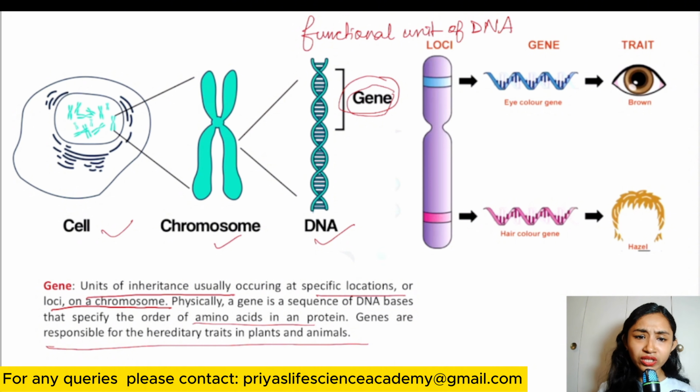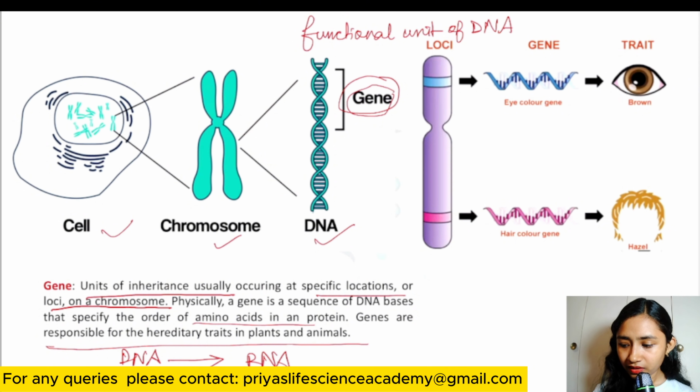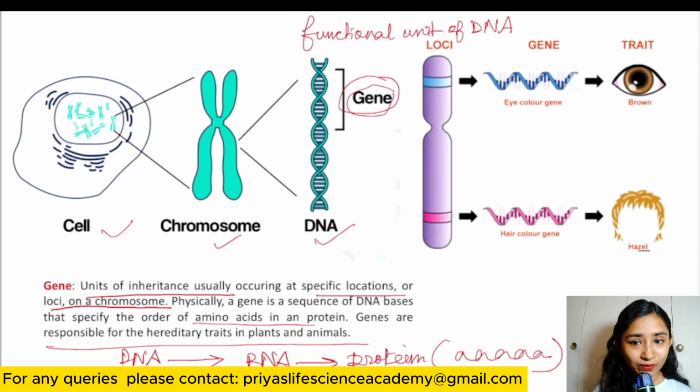So what does the gene do? Genes are nothing but specific sequences of nucleotides, and you have read the central dogma, that from DNA, RNA is produced, and from RNA, protein is produced. And you know what protein is? Proteins are nothing but stretches of amino acids together. And these amino acids are responsible for the generation of specific traits or characteristic features in our body.